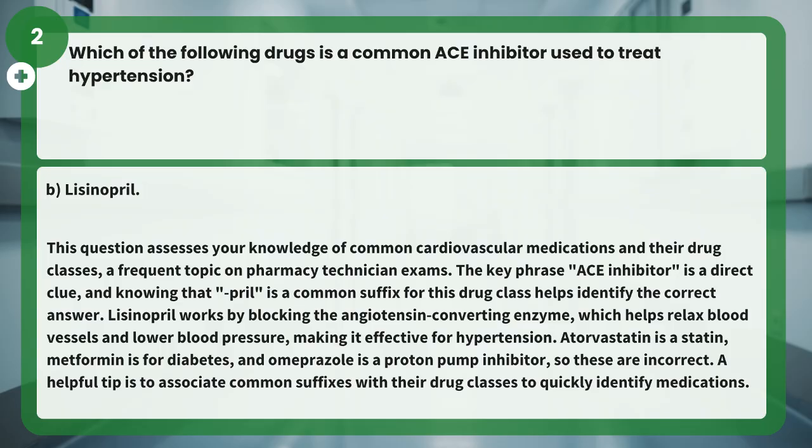Lisinopril works by blocking the angiotensin-converting enzyme, which helps relax blood vessels and lower blood pressure, making it effective for hypertension. Atorvastatin is a statin, metformin is for diabetes, and omeprazole is a proton pump inhibitor, so these are incorrect. A helpful tip is to associate common suffixes with their drug classes to quickly identify medications.